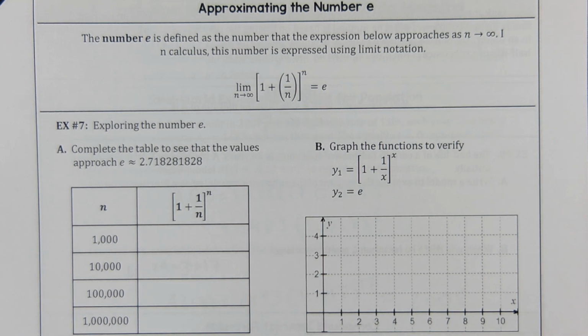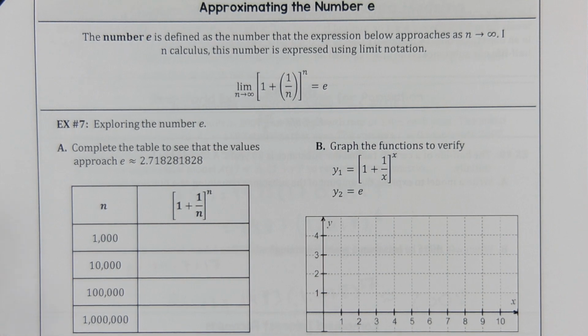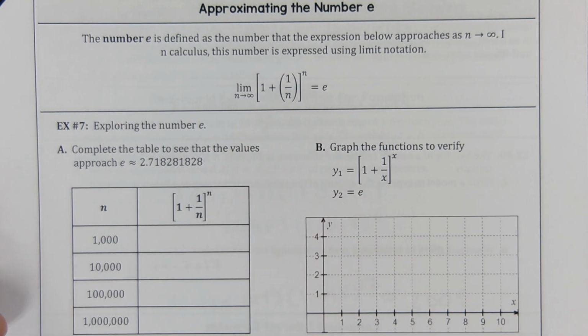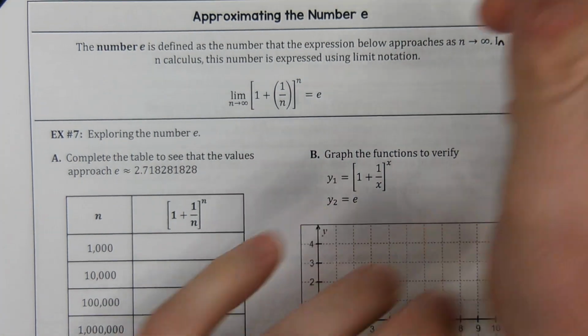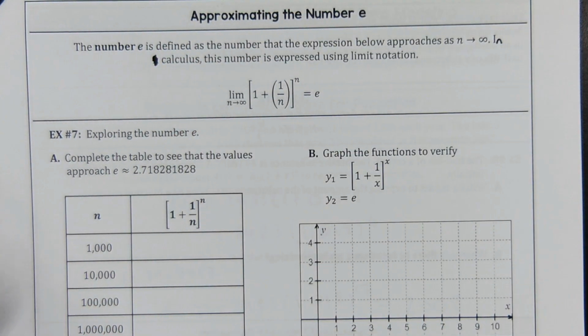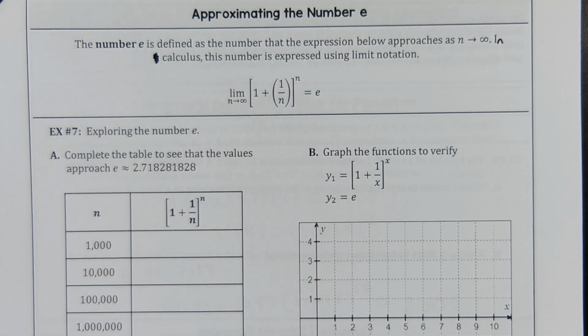The number e. Don't you rush me, woman. Okay. The number e is defined as the expression that you see below as n approaches infinity. It's 1 plus 1 over n, quantity raised to the n, and as n approaches infinity, it approaches the number e.